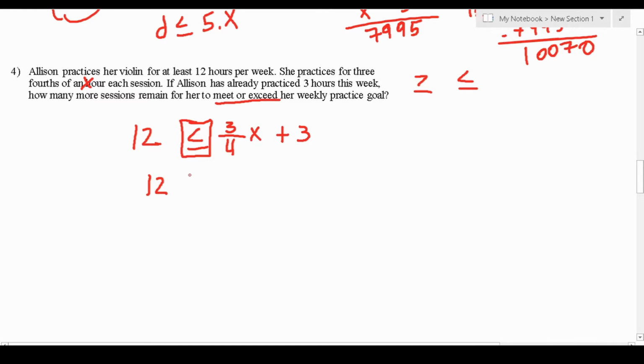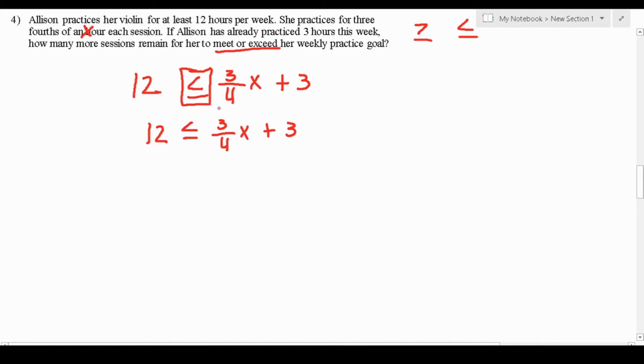First thing I'm going to do is rewrite this without the box so we can start solving it. Again, this is 3/4 x plus 3. So let's go ahead and try to get x by itself, starting by subtracting 3 from both sides. This crosses out, leaving us with 12 minus 3, which is 9, is less than or equal to 3/4 x. Now we're solving for x, so to get x by itself, we're going to multiply 3/4 by its reciprocal, namely 4/3, and we're going to do that to both sides.